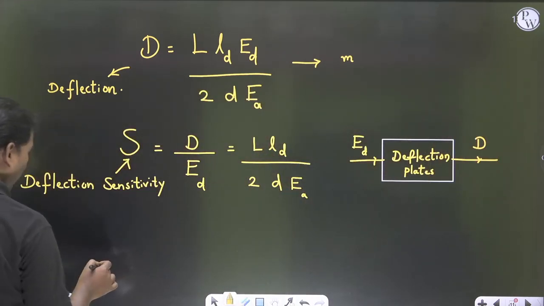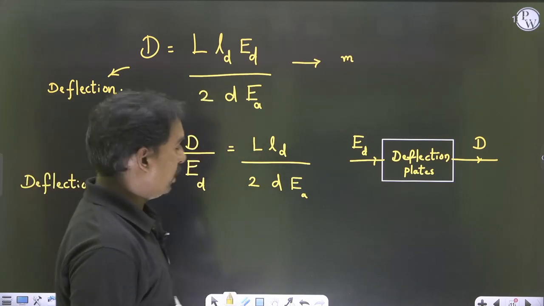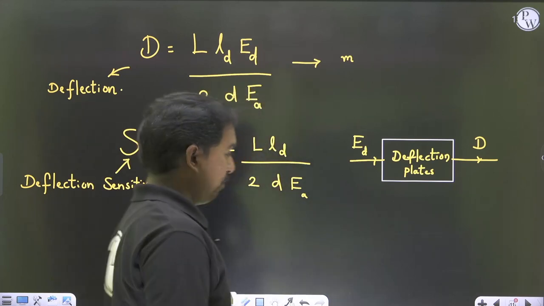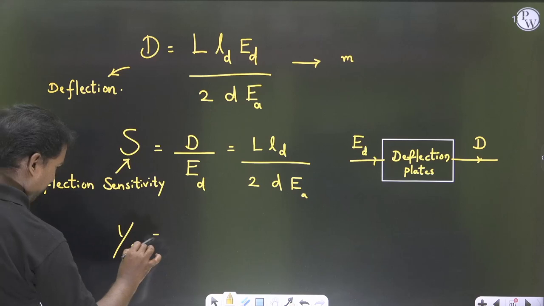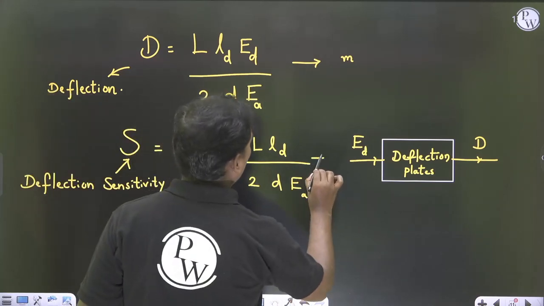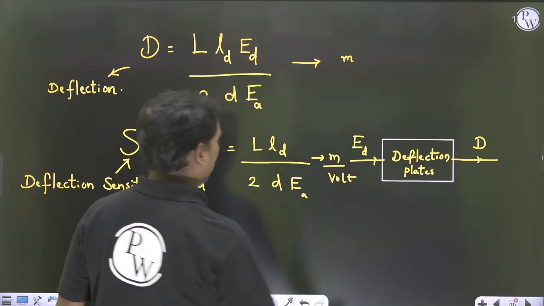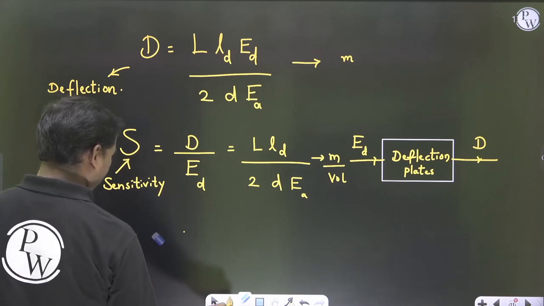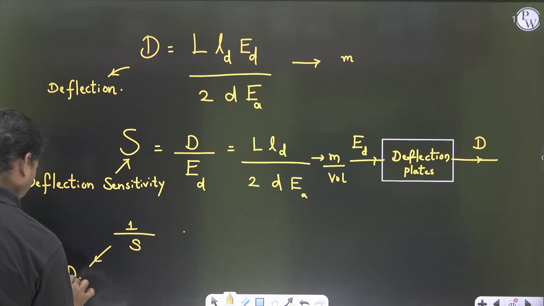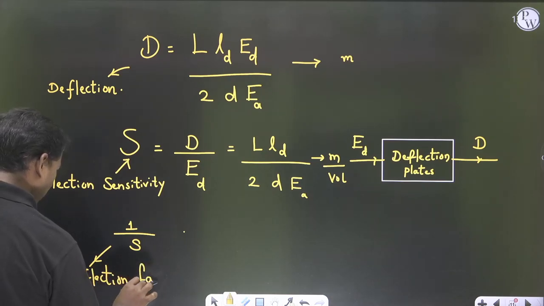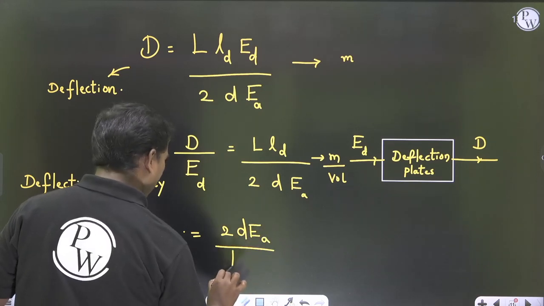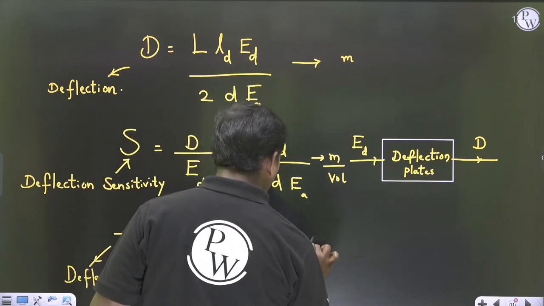Next comes the inverse of the sensitivity, which we call 1 by S. This is the deflection factor, also called the factor of deflection. Here the units are meters per volt for the sensitivity, and for 1 by S the units are volts per meter.